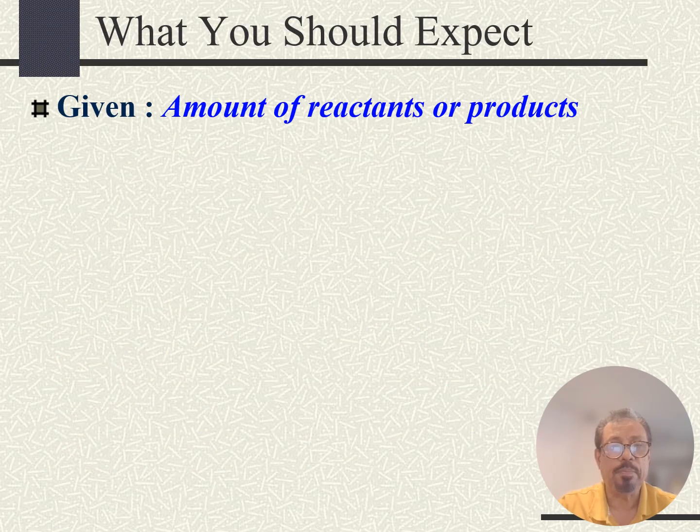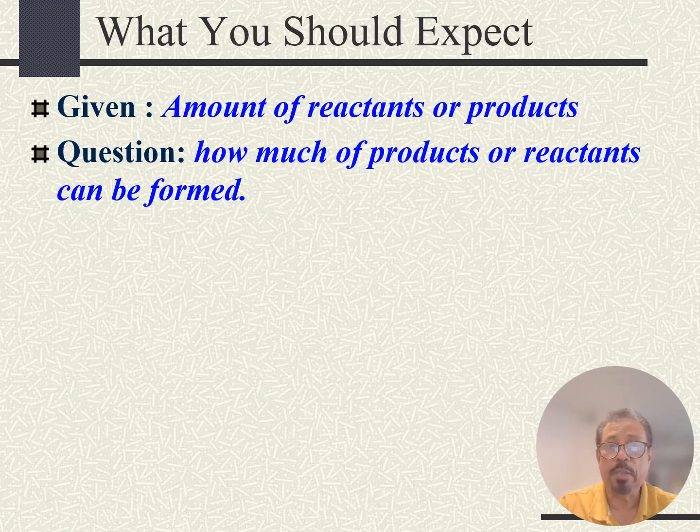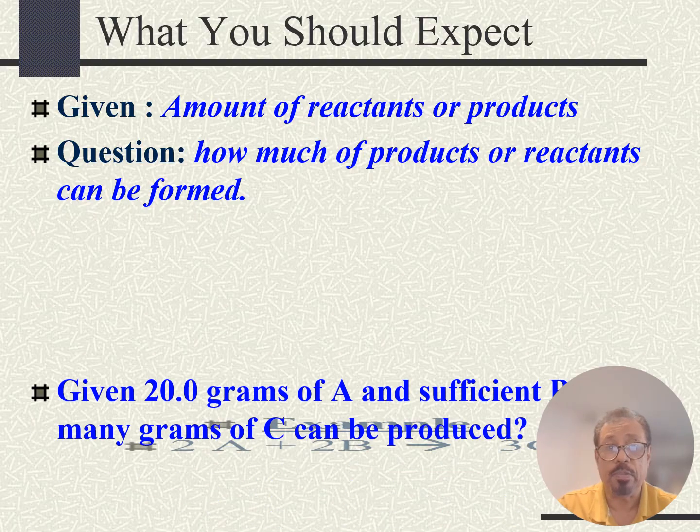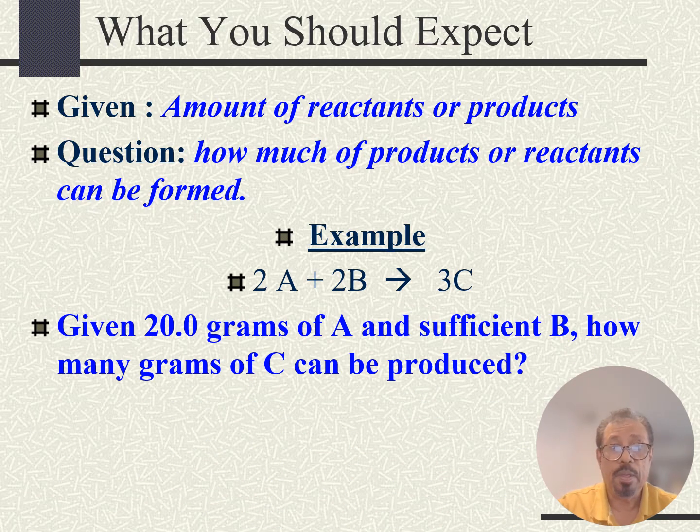What do you expect? Amount of reactants or products? How much product or reactant can be formed or can be reacted actually? If you're given 20 grams of A, a sufficient amount of B, how many grams of C could be produced? So this is the skill you're going to learn in this video.